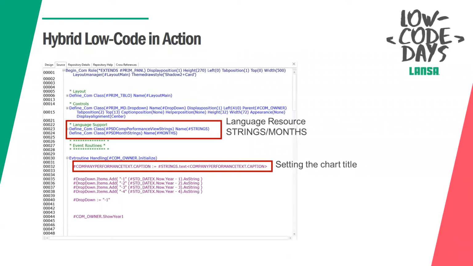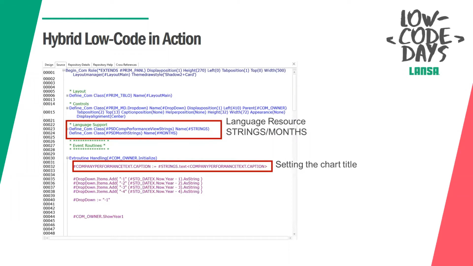And so this is a reusable part for the company performance chart. In this case, we have two language resources, one for the labels, which is specific, and then one for the months in the year. So again, we need to go in and set that chart up so language support understands that this can be changed on the fly.